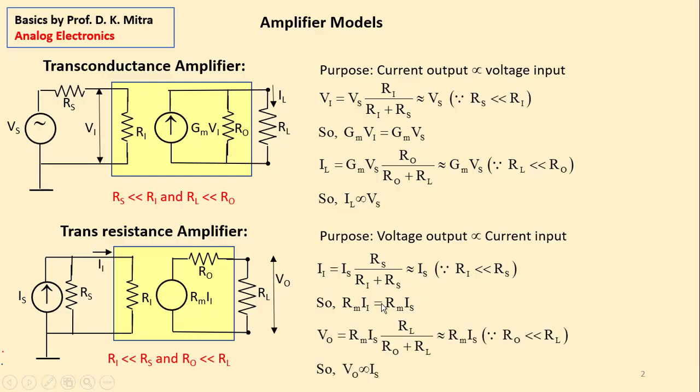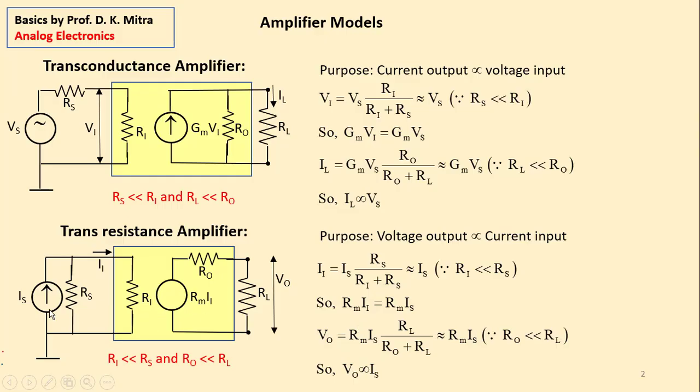Now going to the next, if this voltage is RmIs, then what is the output voltage? Output voltage is RmIs divided by Ro plus RL, and the whole multiplied by RL. Once again, since Ro is very small with respect to RL, this factor becomes almost unity, and this becomes almost equal to RmIs. So what do you get? Output voltage is practically proportional to source current.